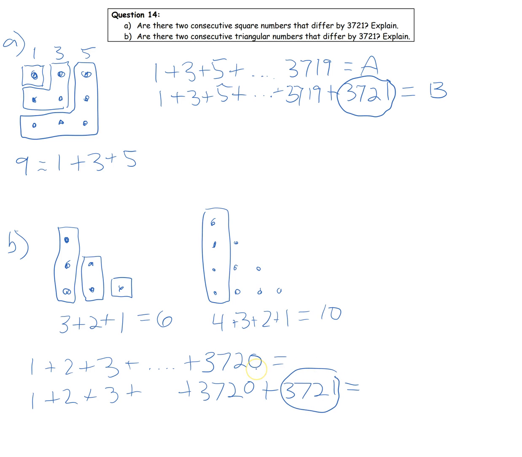So these two triangle numbers are going to differ by 3,721. So yes, again, there are two consecutive triangular numbers. We don't have to find them in this case, but they do exist. And yes, there are two consecutive square numbers, and they can be given by these two series of numbers here and these two down here.